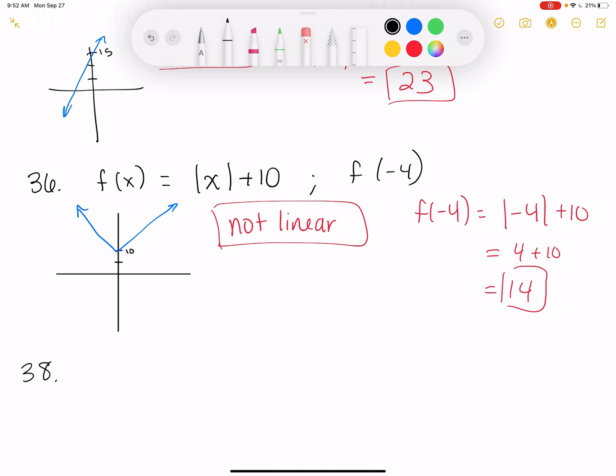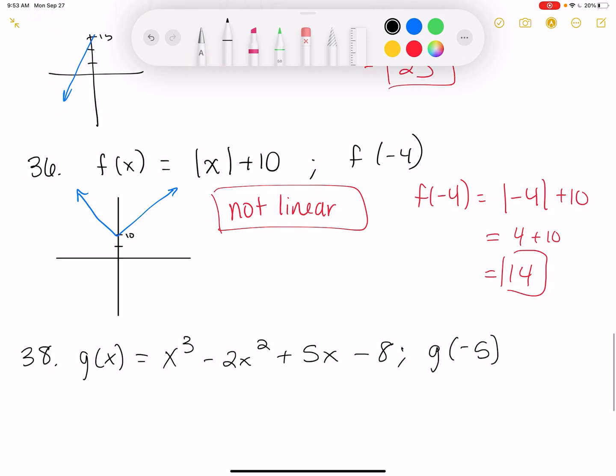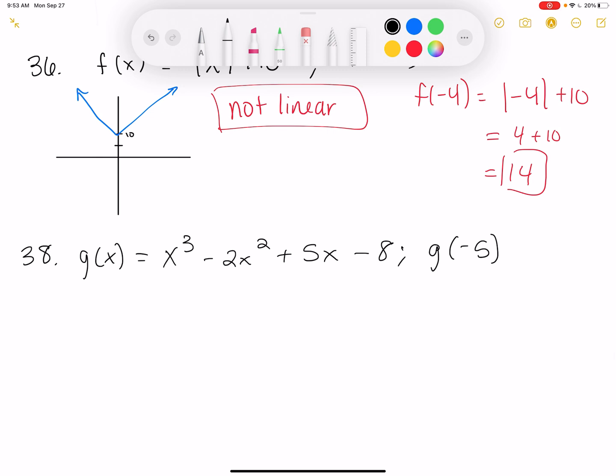Please don't hate me. G of x equals x cubed minus 2x squared plus 5x minus 8, because it doesn't matter what letter I put there. And g of negative 5. If it really offends you, you can make it an F. That's a lot of numbers.